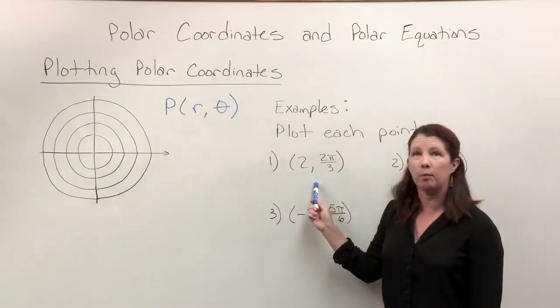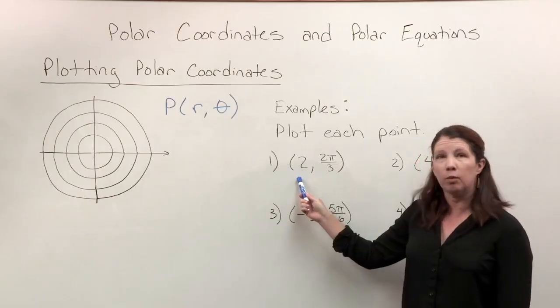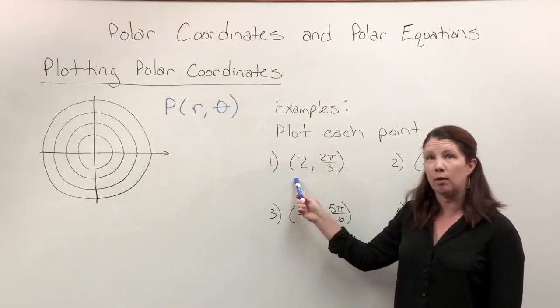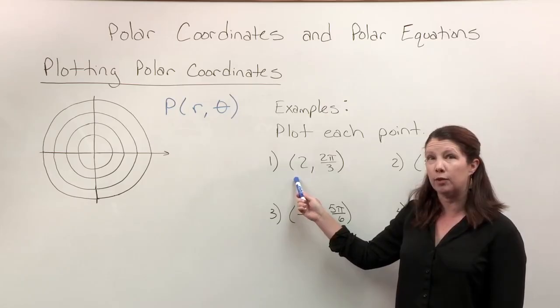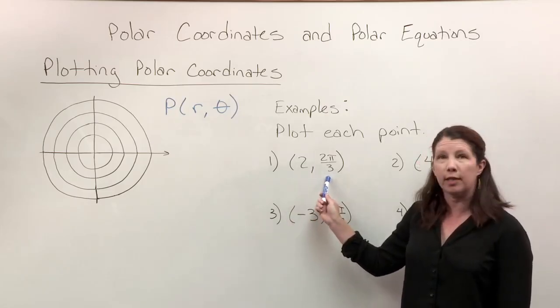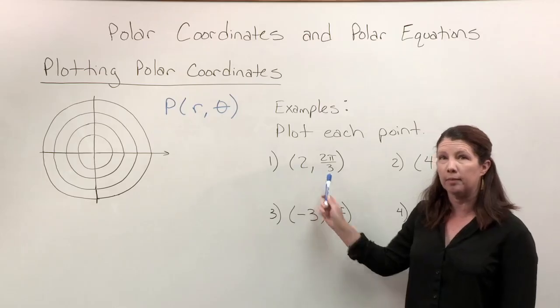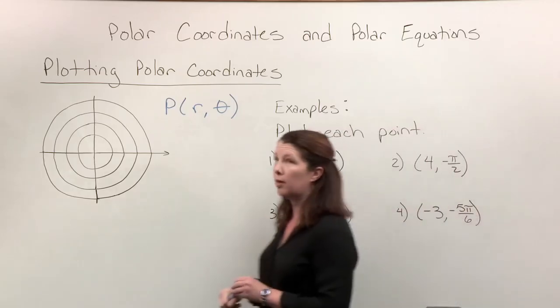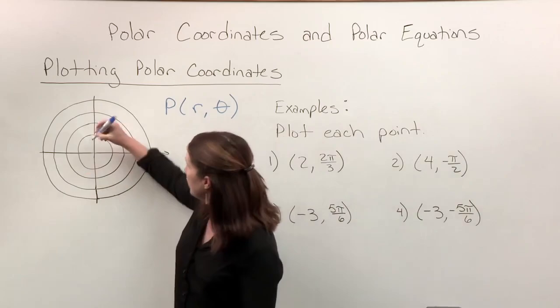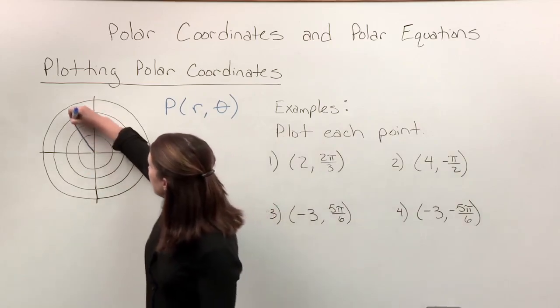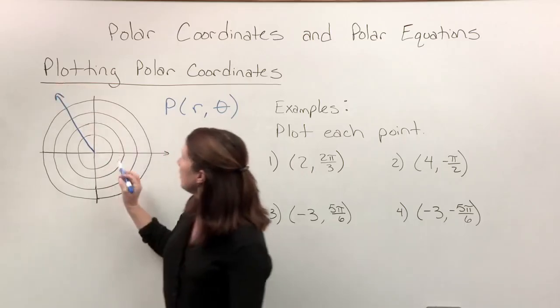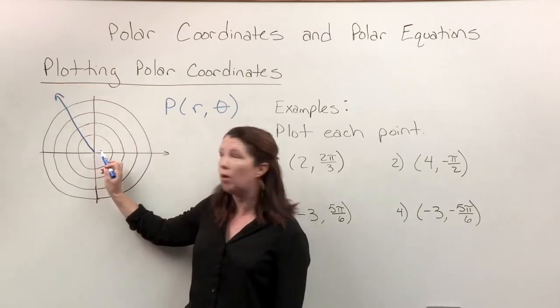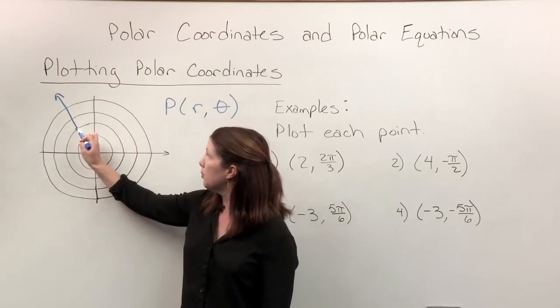Looking at our first example, r is 2, which lets me know that this point will be lying on the circle with the radius of 2, and our angle of rotation is 2 pi over 3. So let's start by drawing the angle 2 pi over 3. And now our point will be on an r value of 2.